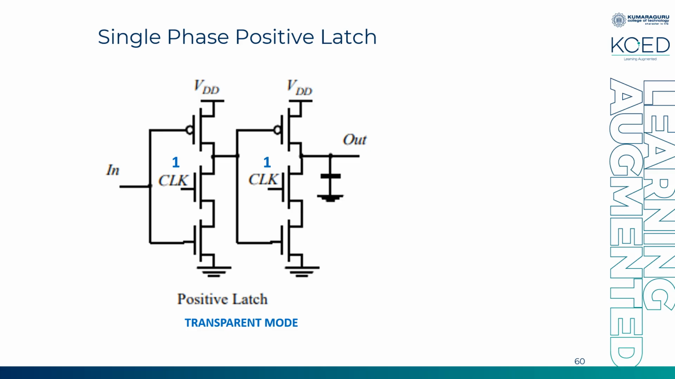So now, in transparent mode, my clock will be 1, and what happens when my input is 0 and 1, we will see that. So now clock is equal to 1, it is in transparent mode.